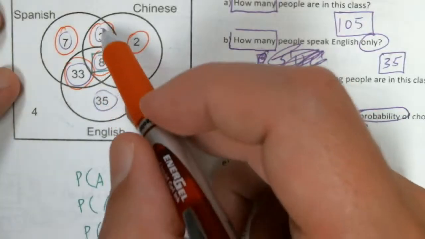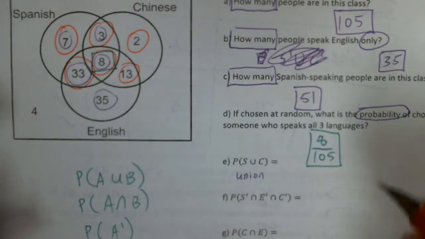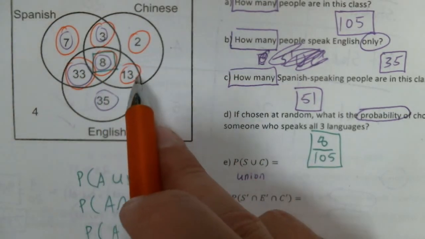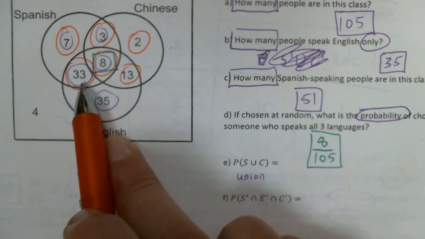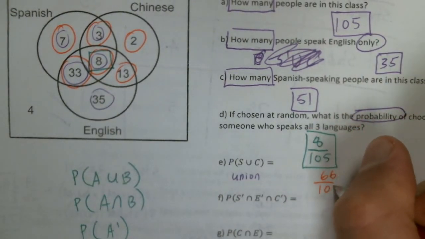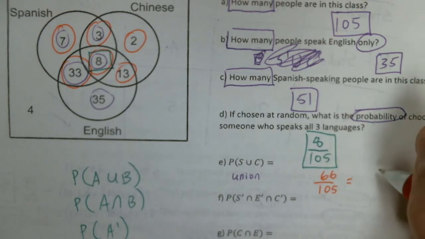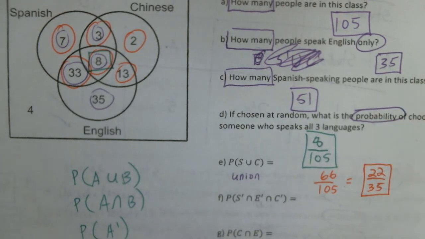Okay, everything in S, including the overlap. Okay, everything in S and everything in C. All right, so if I add all those up, 7 plus 3 plus 2 plus 13 plus 8 plus 33, that comes out to be 66 over the total, 105. That actually does reduce to 22 out of 35 if you divide the top and bottom by 3.